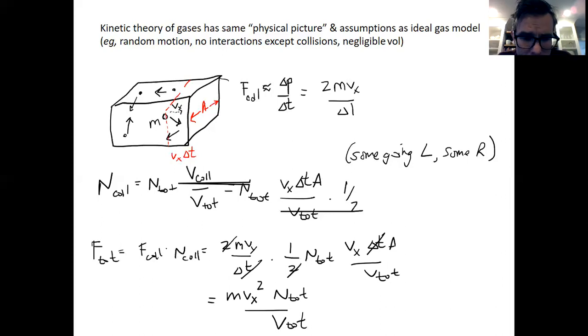All right, that's the total force that the system experiences. Next step is I need to handle the fact that I've only worried about an X direction here, but I have a three-dimensional system. And so here's how that works. Oh, and I forgot an area in this expression.